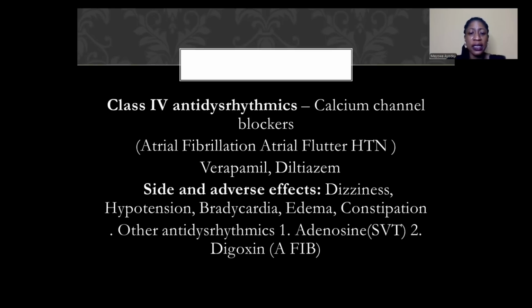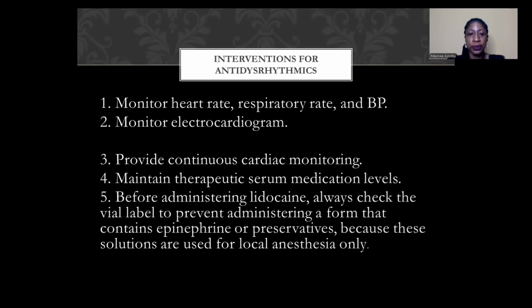Then let's talk about other antidysrhythmic drugs that we have. We have adenosine, then digoxin. You can use adenosine for supraventricular tachycardia. In fact, that is the major drug that we use in patients with what? Supraventricular tachycardia. Then for digoxin, we use it to treat atrial fibrillation.